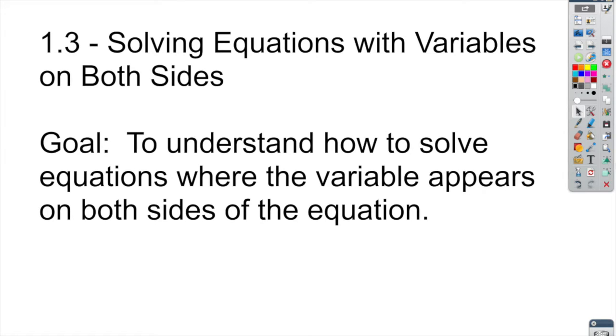Lesson 1.3, Solving equations with variables on both sides. So far we're pretty deep into solving equations. Now this is a very specific lesson where we're going to get equations where the variable appears on both sides of the equation, and because of that it's going to create certain problems for us which we're going to learn how to deal with. So your job is to understand how to solve these equations where the variable appears on both sides of the equation.